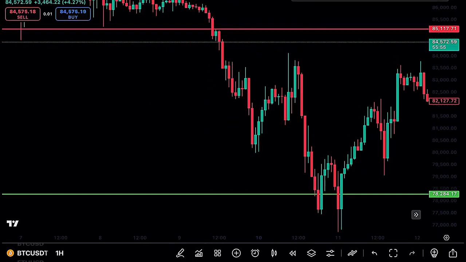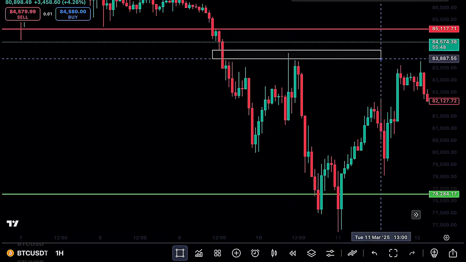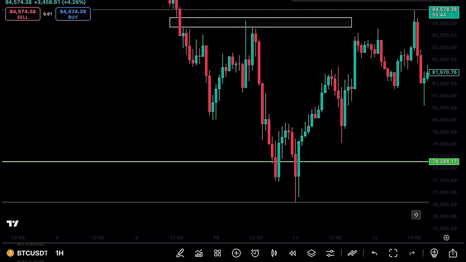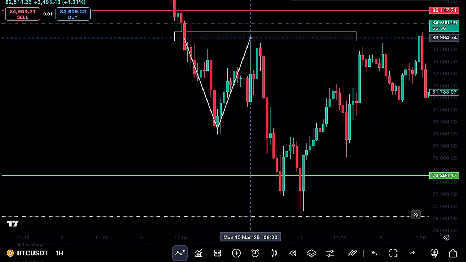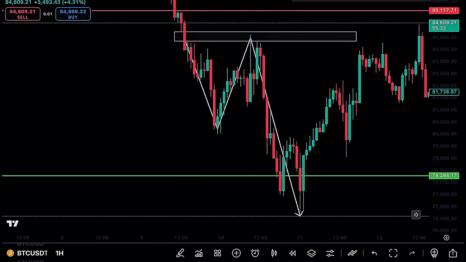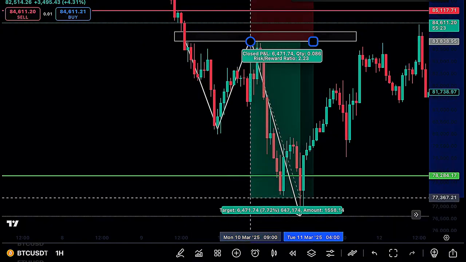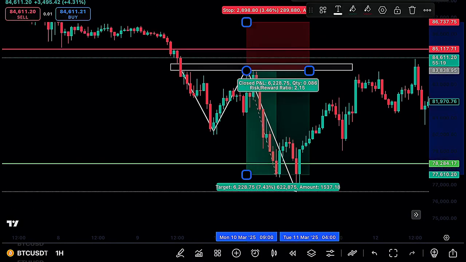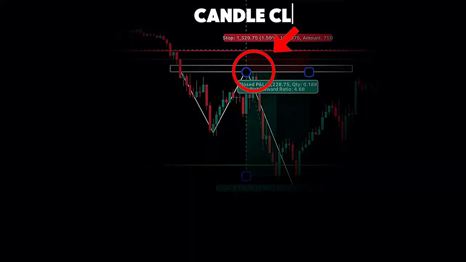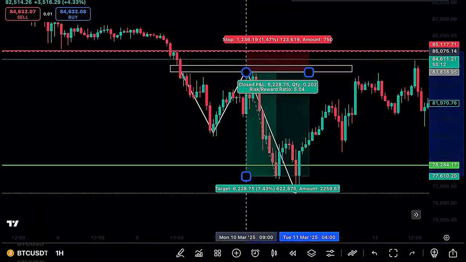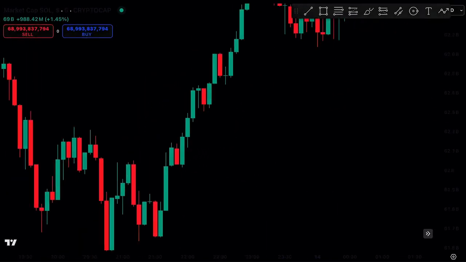3. Mark the gap area with a rectangle. This is your FVG zone. 4. Wait for price to retrace into the FVG for a potential entry. Now on live charts, you need to wait for price to reach FVG. Once price reaches FVG, have patience, let the market play out. After the confirmation of a closed candle, plan your position. Let's now look for some examples of FVG.